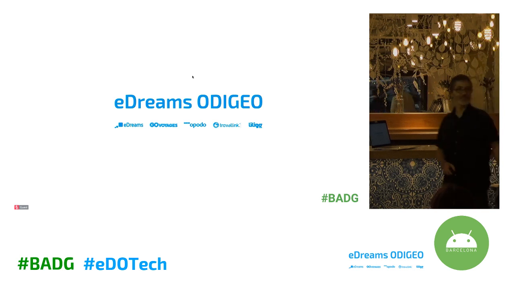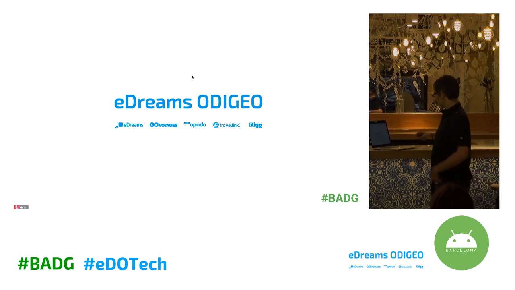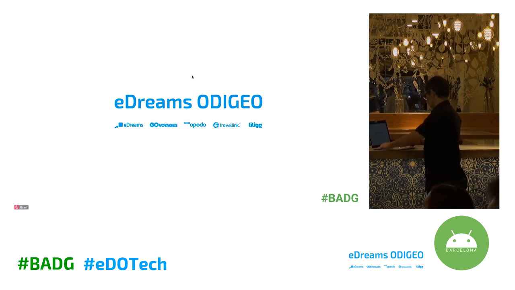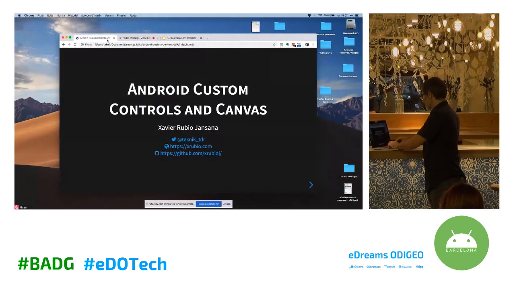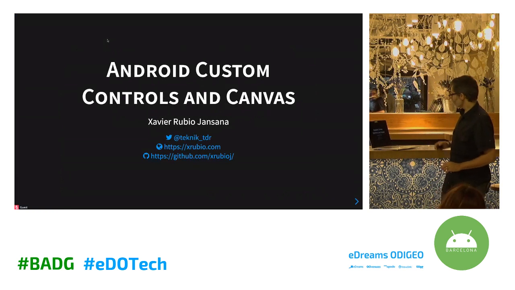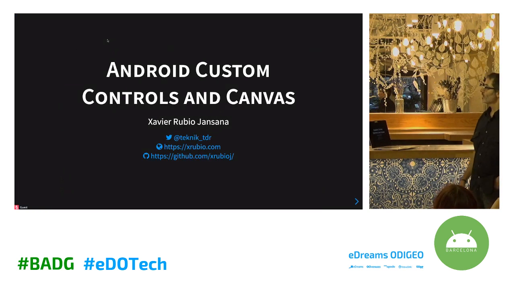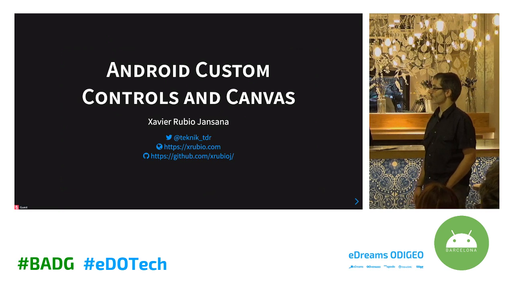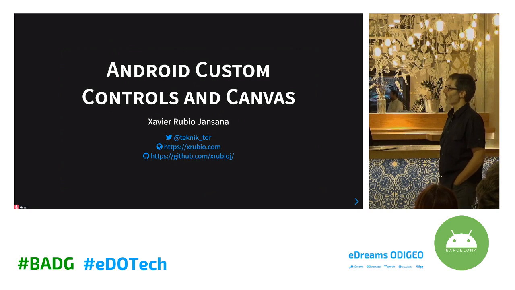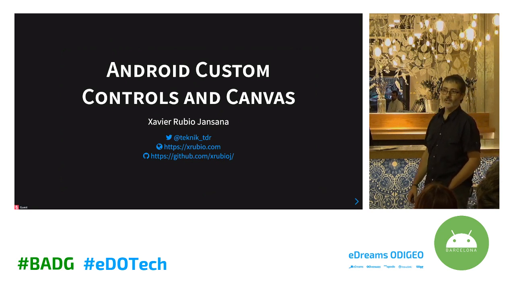Hi. Thanks, Andres. Hi, everybody. So, today we will see how to create custom controls on Android and how to use Canvas to do it. We will see mainly 2 ways of creating custom controls: the easy one, let's call it, and the more complex one.